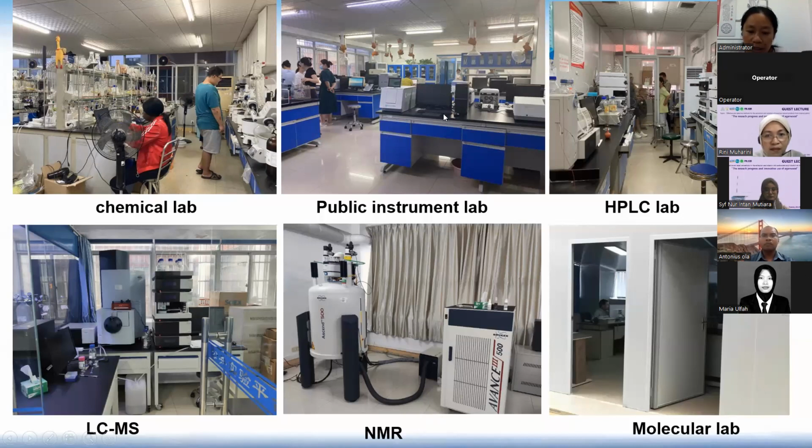instrument lab, like CD, GC-MS, or in this lab. And this is one of the HPLC labs. Actually, we have two. And now we already have 3 analytical HPLC and 5 semi-preparative HPLC. And this is LCMS. And this is a 500 hertz NMR. Actually, this year we also bought another 600 hertz NMR, and we will start to use it very soon. And this is a molecular lab.